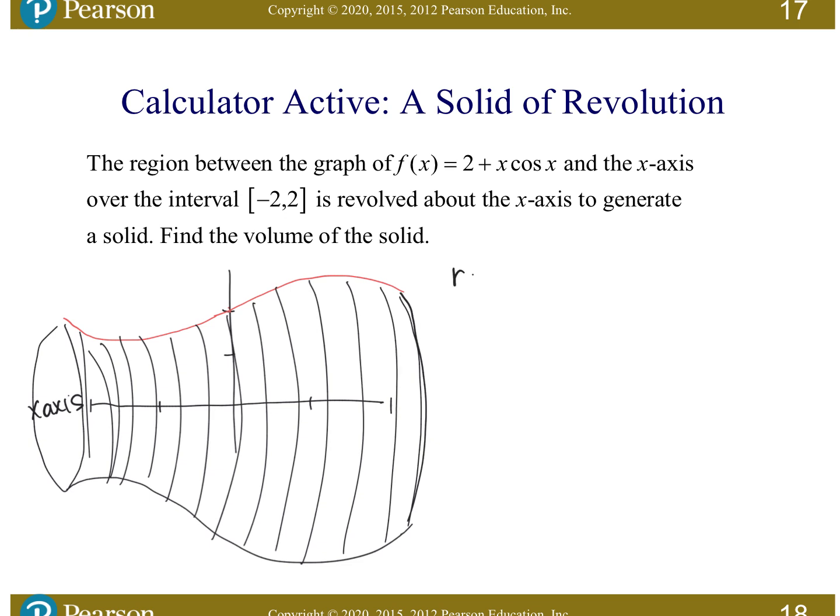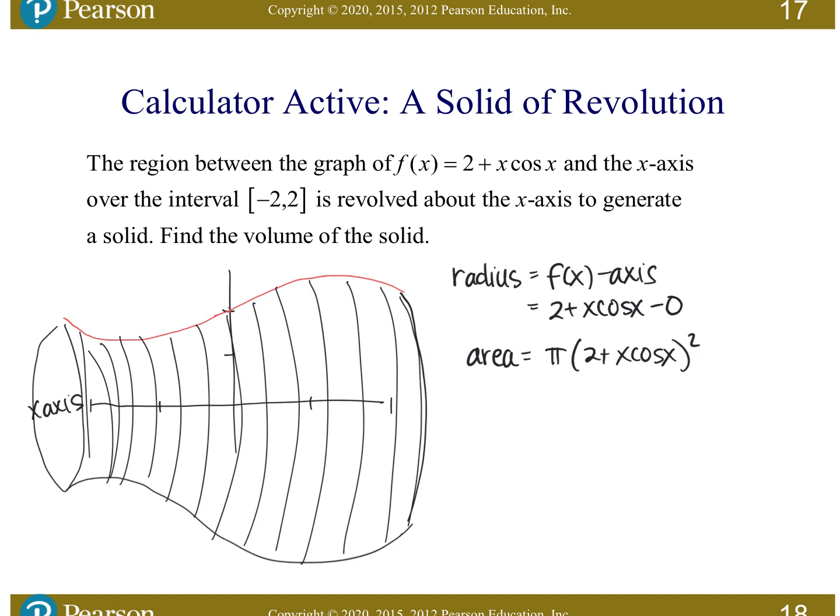So our radius is f of x minus the axis. In this case, it would be 2 plus x cos x minus 0. So then we've got our area, and then we have our volume. Area will be pi times (2 plus x cos x) quantity squared. And then for volume, I'll pull the pi out to the front, going from -2 to 2 of that area. And we'd rely on Math 9 to do the rest of that for us.